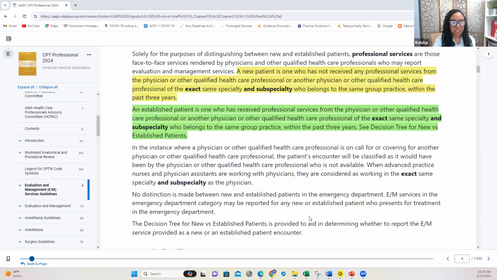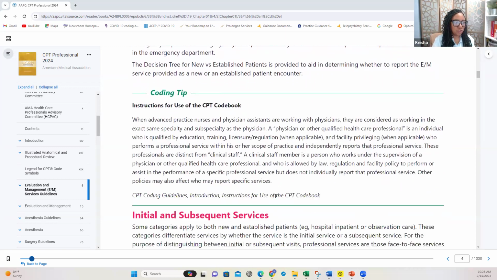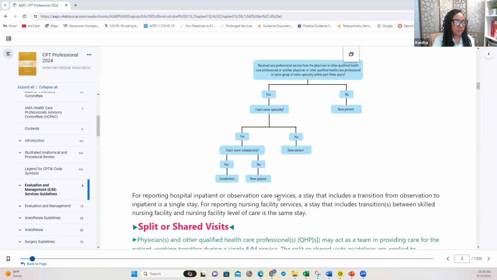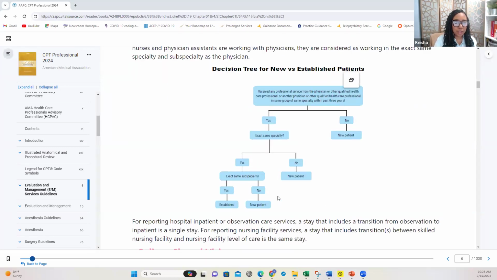So that's where credentialing also comes into play and is very important when it comes to new and established patient visits. The decision tree, it's down here. It's also another good tool that you can look at when it comes to new and established patients. So let's go over it together.